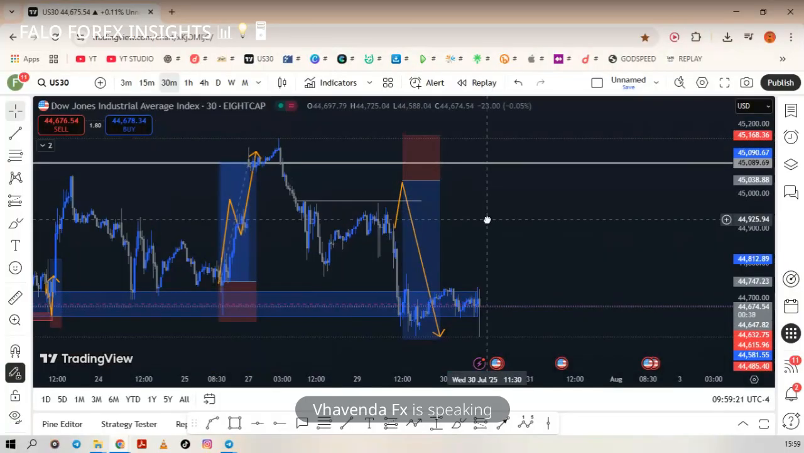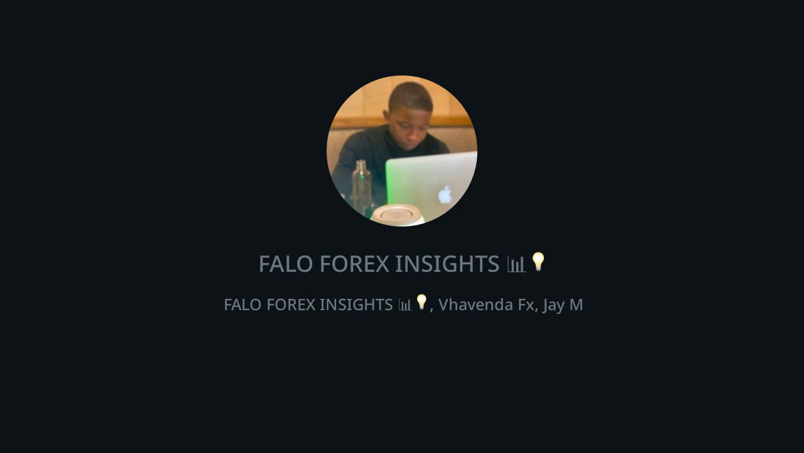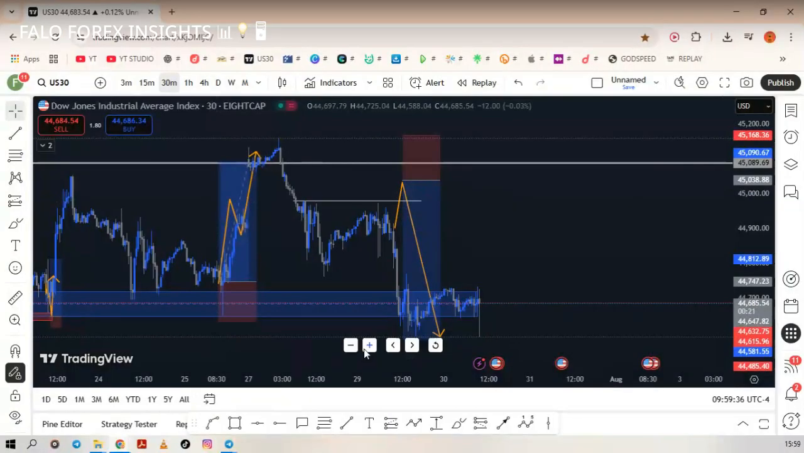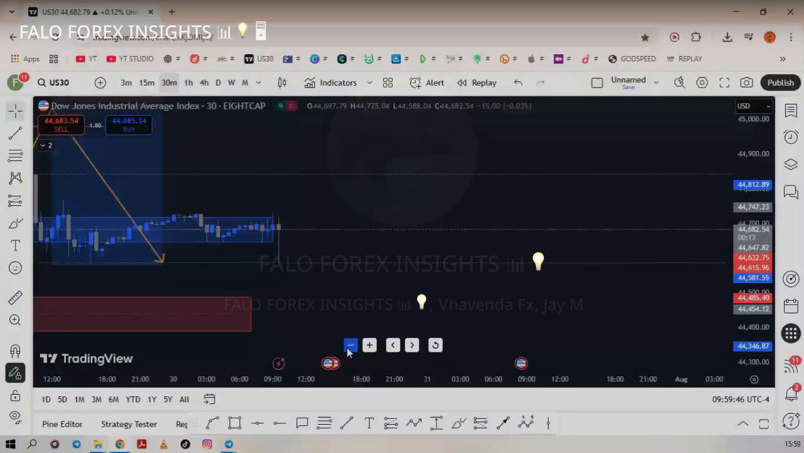So this is Dow Jones. You can do that. This is Dow Jones. We are on the 30 minutes time frame. We're in the New York session, which I think started 30 minutes ago. You can see here when you zoom in, if you're going to be scalping, we were supposed to get in on this trade.